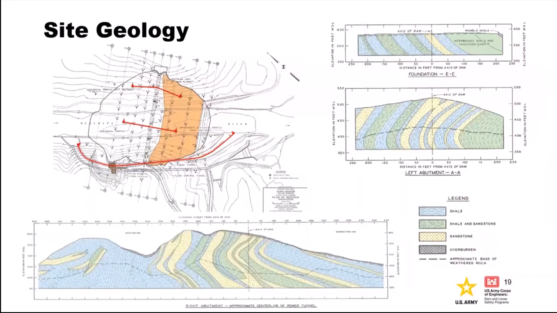So while we've kind of had that more cartoonish view of the overturned and thrust faulted anticline, in reality, what they were seeing was a bit more complex. But this is running kind of across from abutment to abutment. You can see we've got sandstone layers interbedded with some shales. You can see the plan view here. This is on the left abutment, and this is actually along kind of the main valley section.